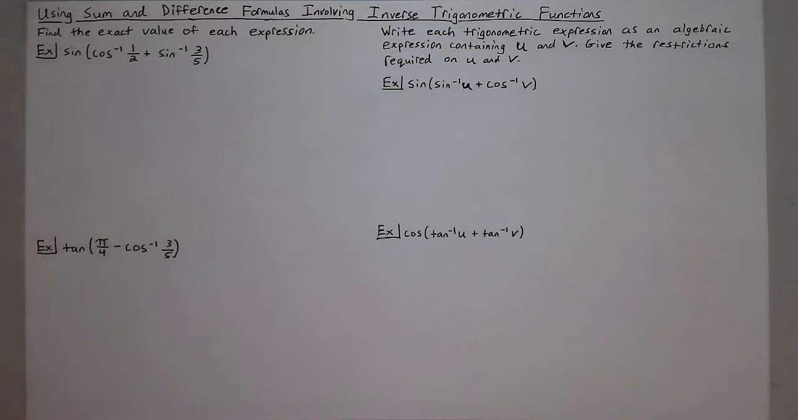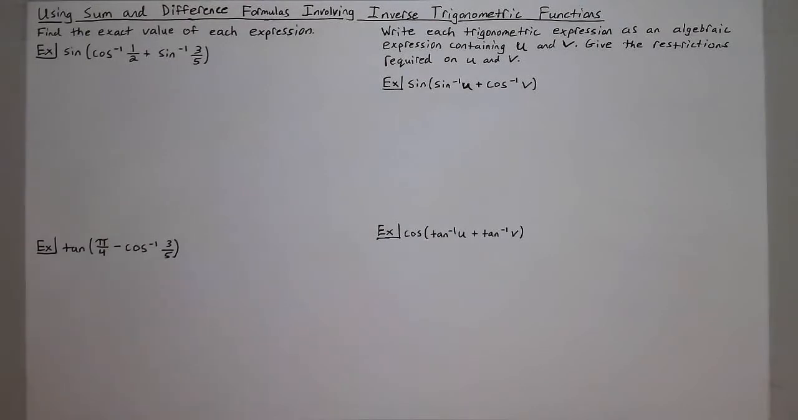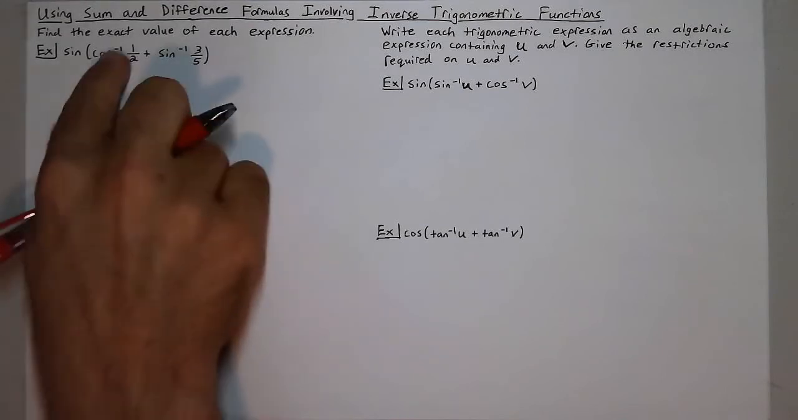In this video, we are going to use sum and difference formulas involving inverse trigonometric functions. So we're going to find the exact value of each expression. So we have the sine of cosine inverse of 1/2 plus the sine inverse of 3/5. So both of these do represent angles.